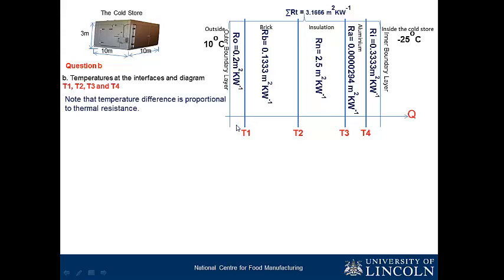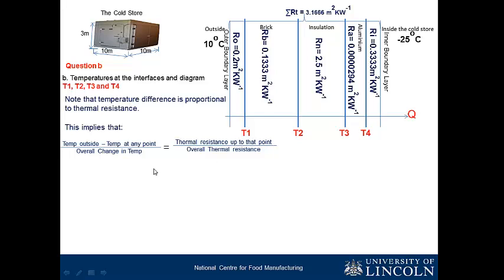Now what is that supposed to mean? It means that, let's just take this formula in now. The temperature outside, which is 10, minus the temperature at any point, maybe here or here or here or anywhere, divided by the overall change in temperature, which is 10 minus 25, will be equal to the thermal resistance up to that point divided by the overall thermal resistance. Now don't confuse yourself.